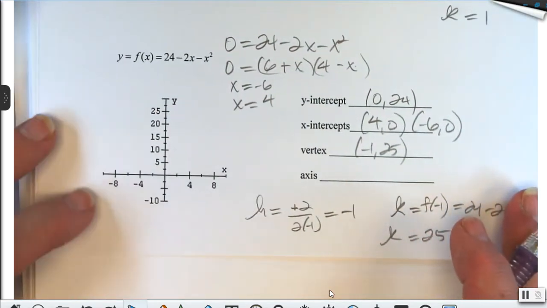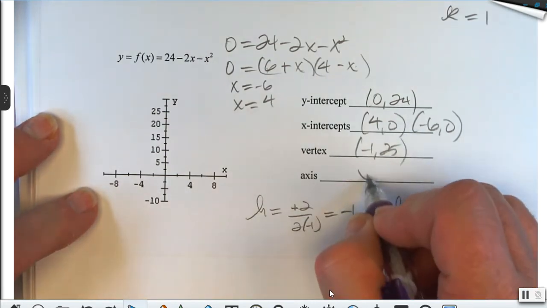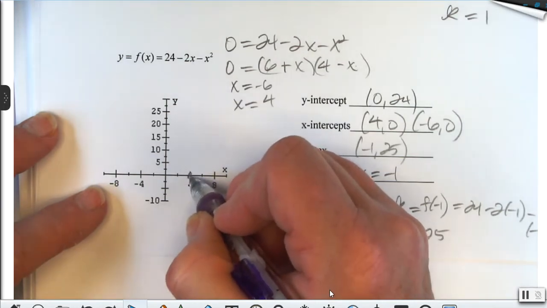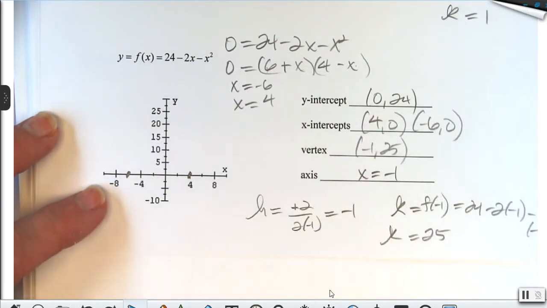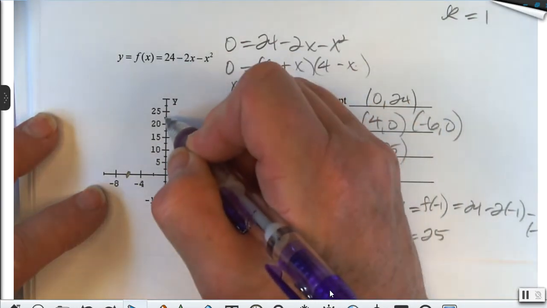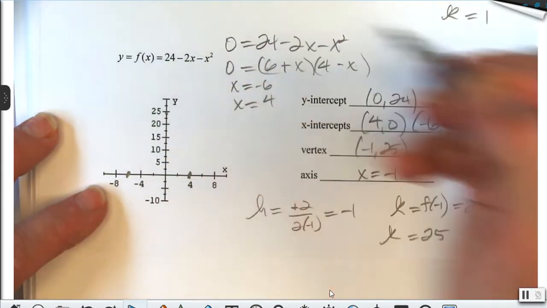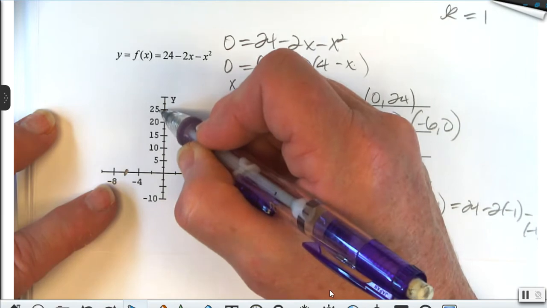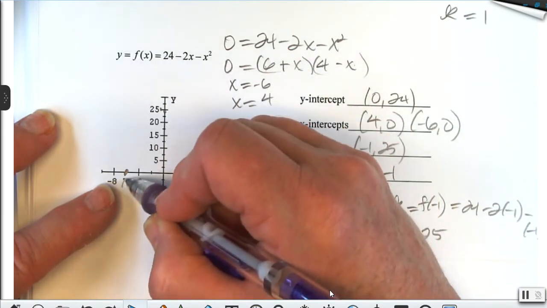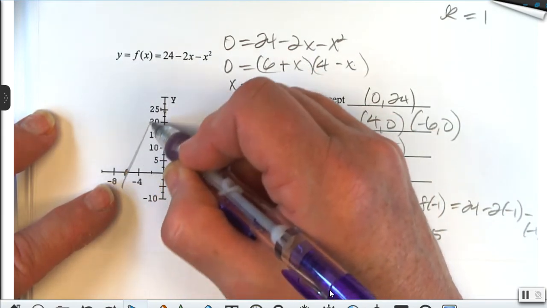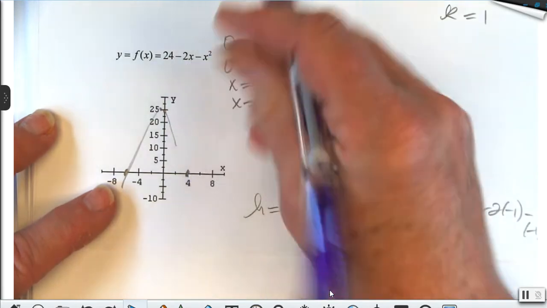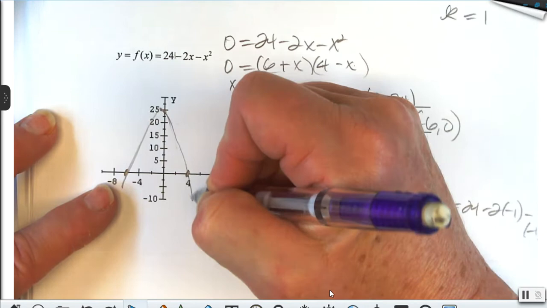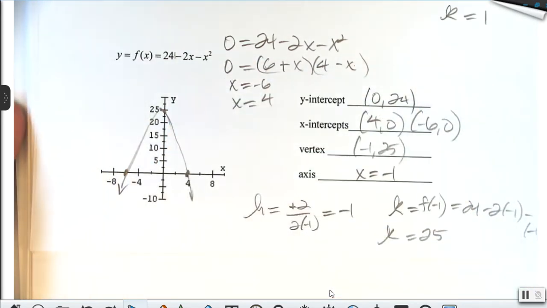All right, so let's see if we can graph this thing. And my axis of symmetry is going to be x equals negative 1. So I have an x-intercept at 4. I have another one at negative 6. I'm almost to 25 with my y-intercept. Now my vertex is at negative 1, 25, way up here. Oh, let's try that again. Much better. Much, much better.